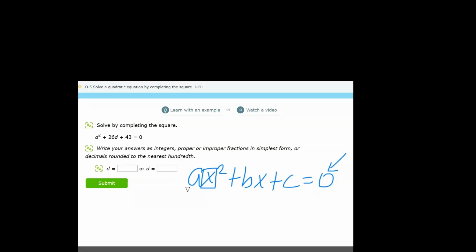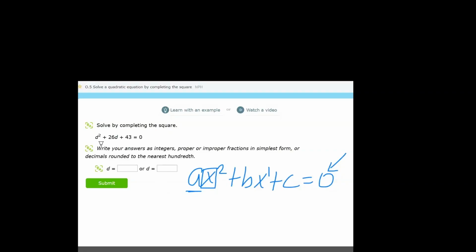And so you'll notice that we also have the variables a, b, and c. A, b, and c represent real numbers, and specifically, a is the number in front of our variable to the second power, and b is the number in front of our variable to the first power, and c is just a number by itself. So let's look at our problem.